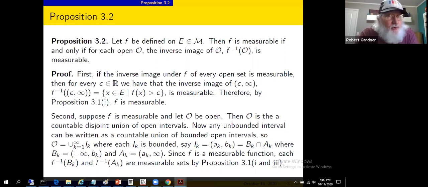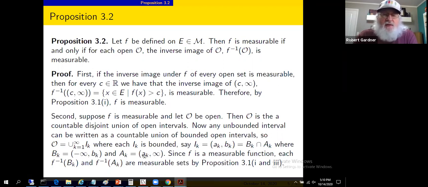Not necessarily disjointly though. Okay. Then say those bounded open intervals, the I sub k's, have endpoints A sub k and B sub k. We can write those as capital B sub k intersect capital A sub k, where capital B sub k is the unbounded open interval from -infinity to B sub k, and A sub k is the unbounded open interval from A sub k to infinity. You intersect these two under the condition that A sub k is less than B sub k, and you get that little interval there.